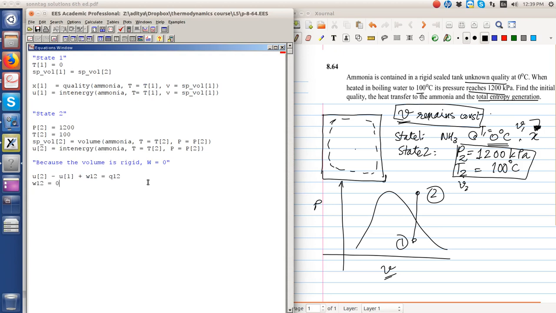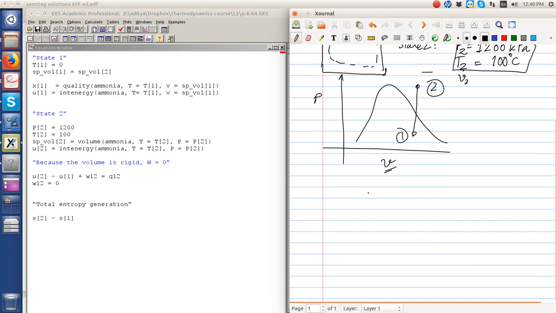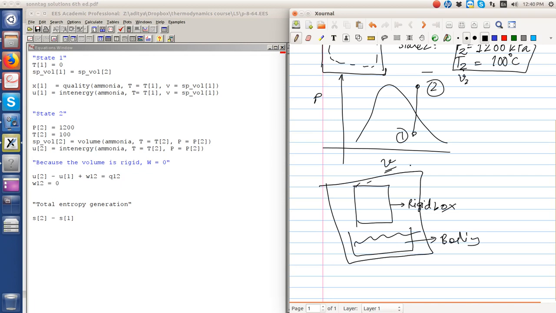Now we must find out the total entropy generation. The equation to do that is derived from the second law, which is S2 minus S1 is equal to... If we consider the entire system as our control mass, this is the rigid box which is heated by boiling water. It's not heated by a burner. There is boiling water. So the total entropy change, S2 minus S1, is equal to delta S gen. So delta S gen is equal to the entropy change of this control mass plus the entropy change of the surroundings.